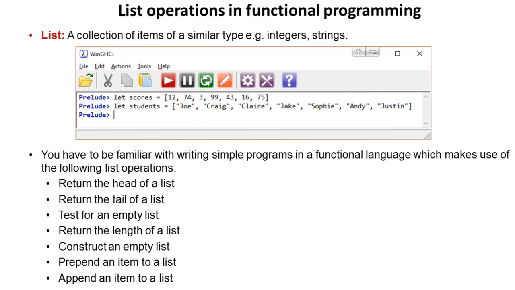which make use of the following list operations: returning the head of the list, returning the tail of the list, testing for an empty list, returning the length of a list, constructing an empty list, prepending an item to a list, and appending an item to a list. So let's work through those now.